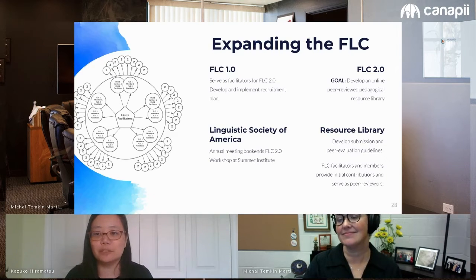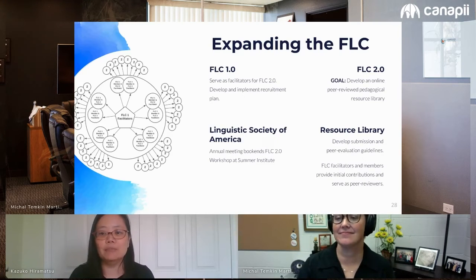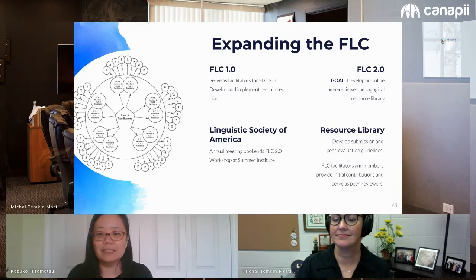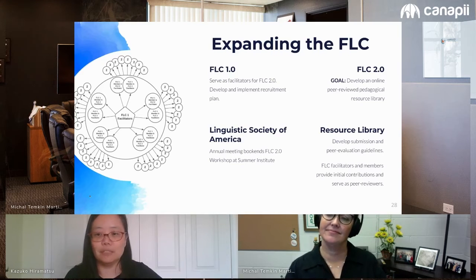Current FLC members will serve as facilitators for a second cohort of FLC members, and together they'll develop a peer-reviewed online resource for pedagogical materials for the teaching of linguistics. Sustainability is at the core of this plan since we're stepping back and allowing a new group of mentors to engage in professional development. There's also sustainability embedded in the pedagogical resource since the FLCs will develop the submission and review guidelines, revise and contribute their own materials, and then serve as reviewers for the resource.